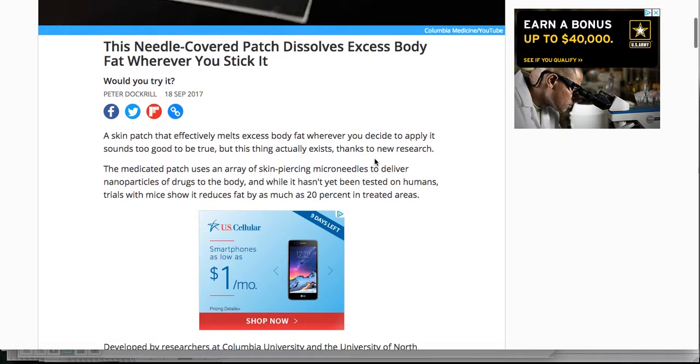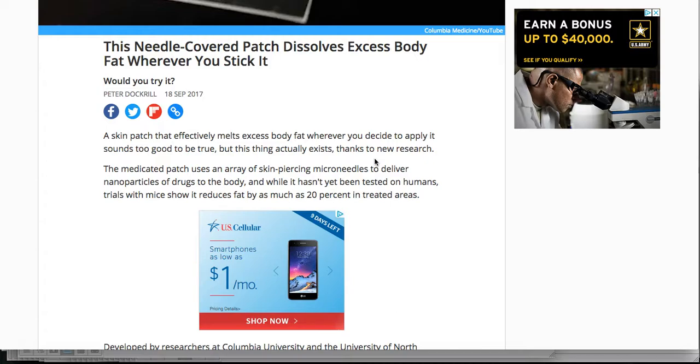It says, this needle-covered patch dissolves excess body fat wherever you stick it. Would you try it? Right there again, we have some level of engagement, trying to hook the reader into being interested in the topic. I cannot overstate enough how important that is. Because we are bombarded with so many messages, it's easy just to disregard these. So we have to do what we can to get our readers' attention.